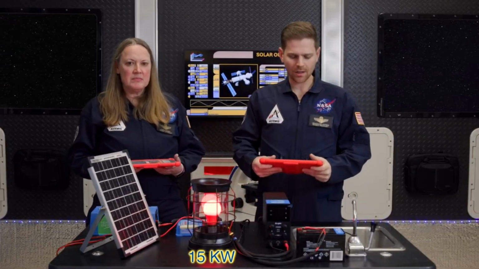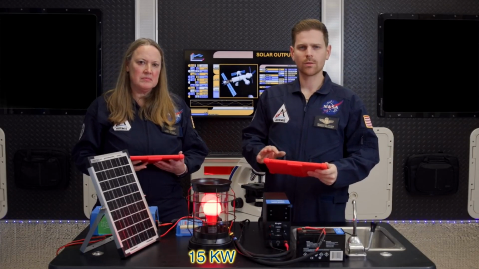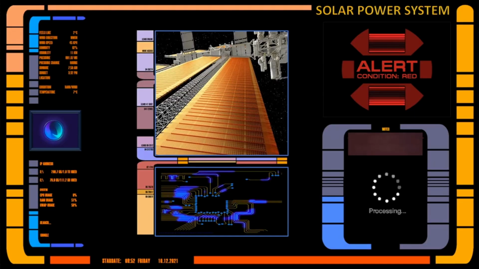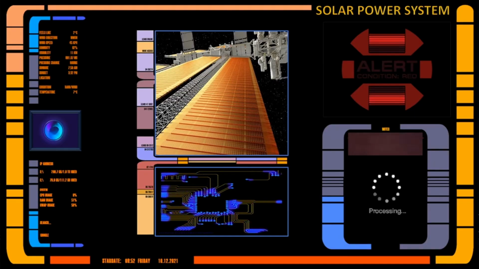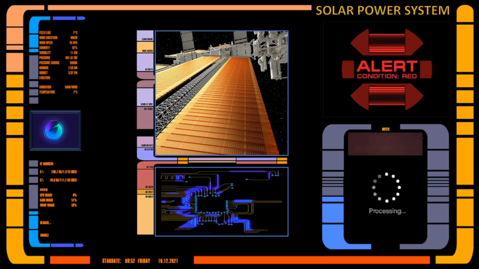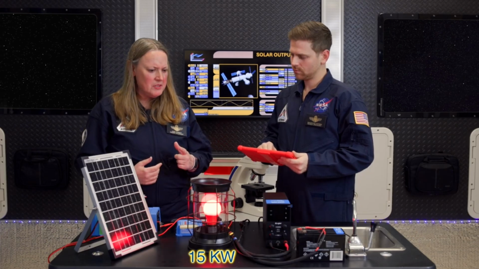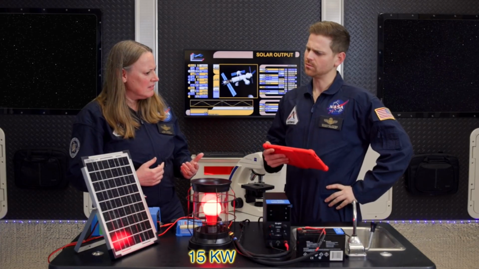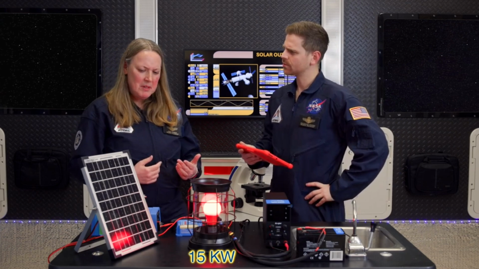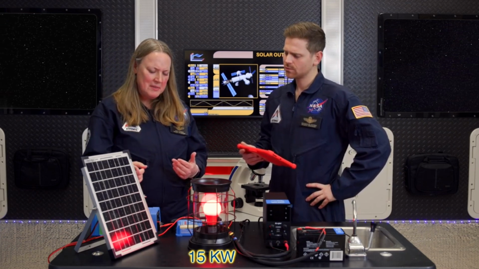Aurora, please run a diagnostic on the solar array system. Processing. The solar array equipment is functioning properly. However, insufficient wattage is being received by the battery storage system. You know, Professor Schofield, maybe we're looking at this problem the wrong way. What do you mean? Well, maybe it's not the solar panel array, maybe it's the sun.